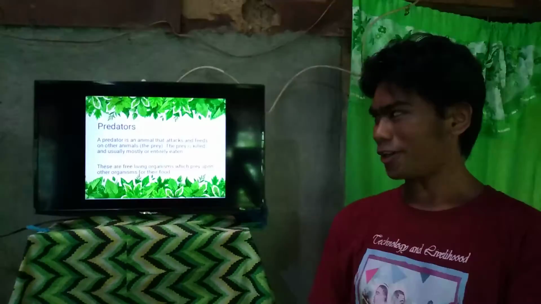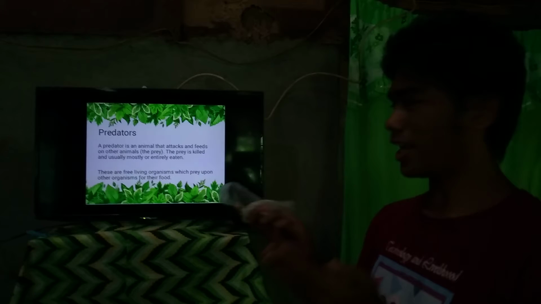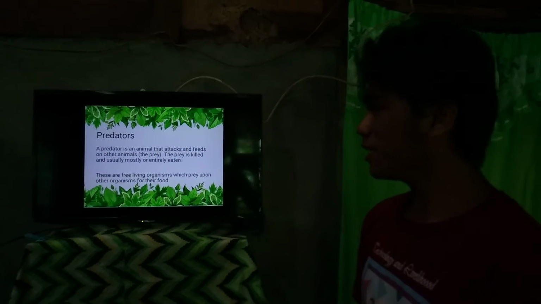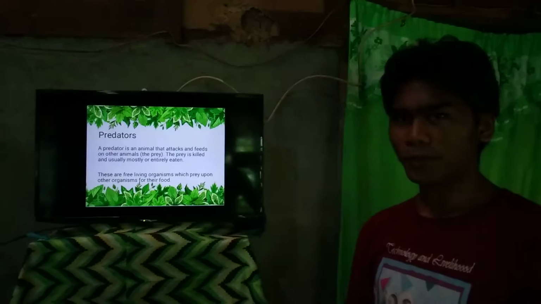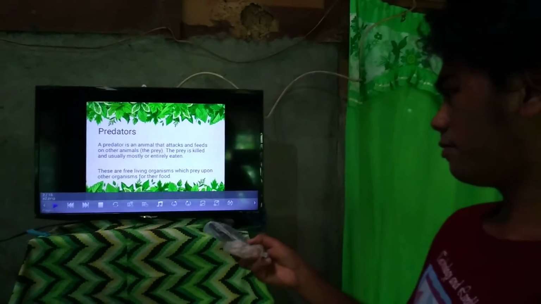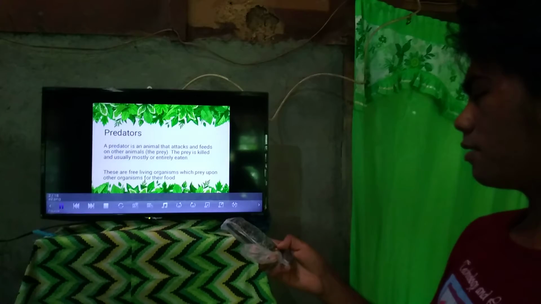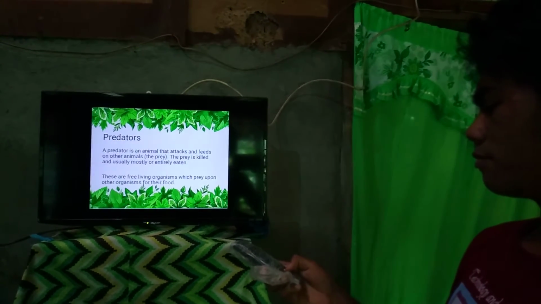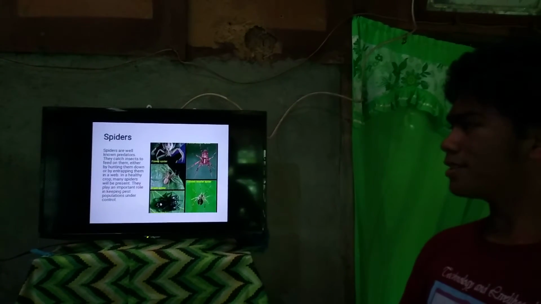So what are predators? A predator is an animal that attacks and feeds on other animals. The prey is killed and usually mostly or entirely eaten. These are free living organisms which prey upon other organisms for their food. So the predator is going to eat the prey. Next slide. So these are the predators.